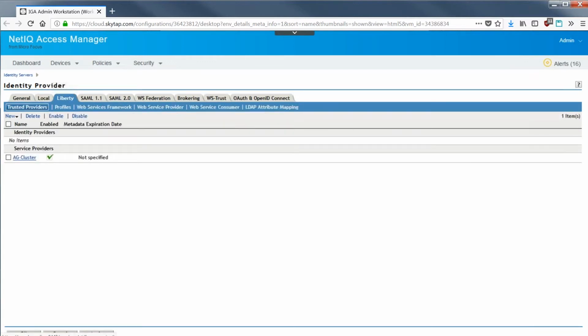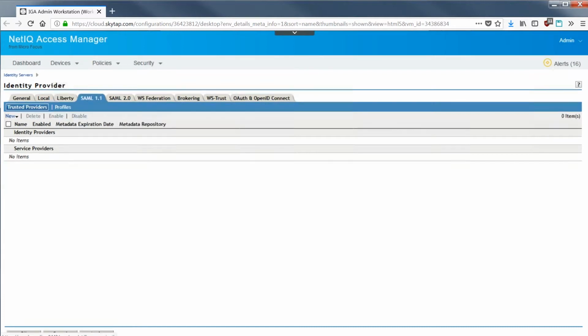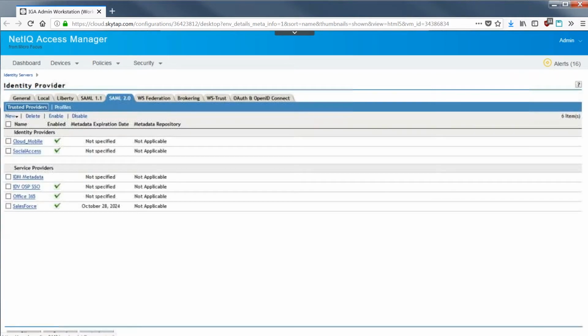Now, if you go from left to right, it's somewhat of a progression in terms of the industry. So we've been supporting Liberty Alliance protocols, which was the precursor to SAML 1.1, which we still support today. There are still some applications out there that require that. SAML 2.0 is probably the most prevalent and the most popular that's out there amongst many of the SaaS providers. I believe in our video we even configured one of those.